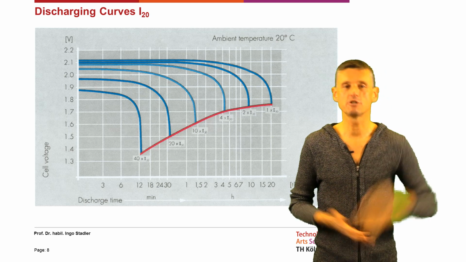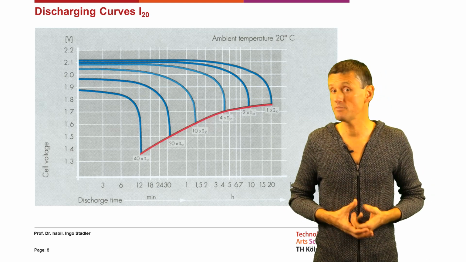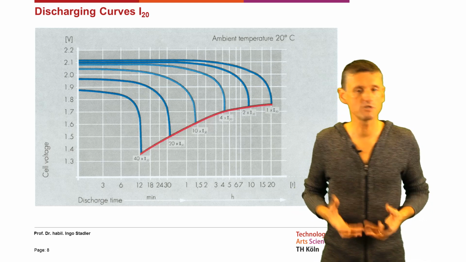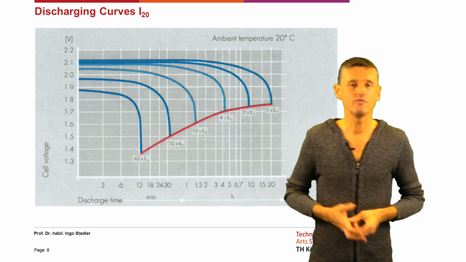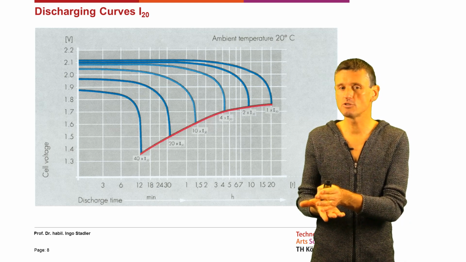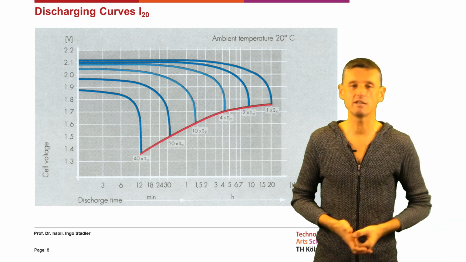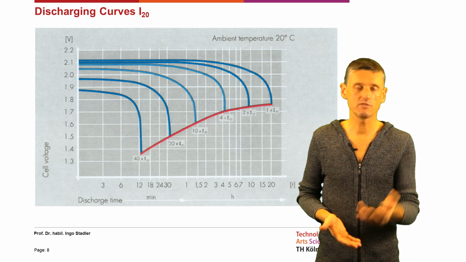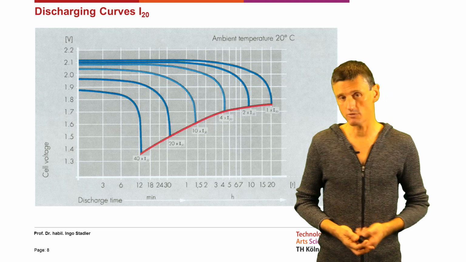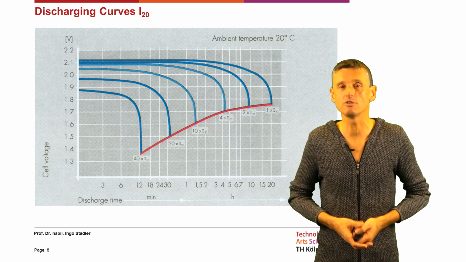They all have an end-of-discharge voltage indicated by the manufacturer, and there we already see that the capacity of a battery is not a constant. When we go from I20, where it's 20 hours, we could assume that 10 times I20 would be 2 hours, but we see that 10 times I20 is less than 1.5 hours, so the capacity is not a constant value.